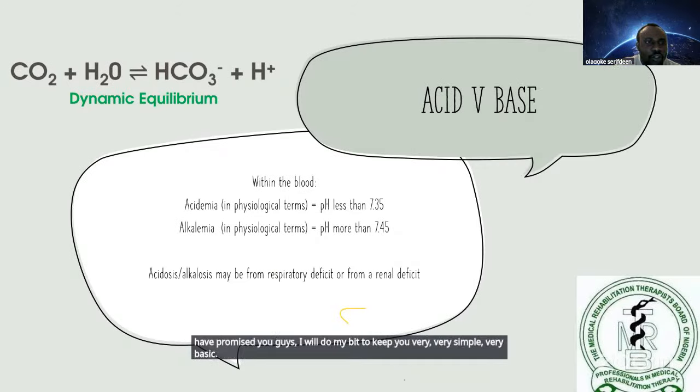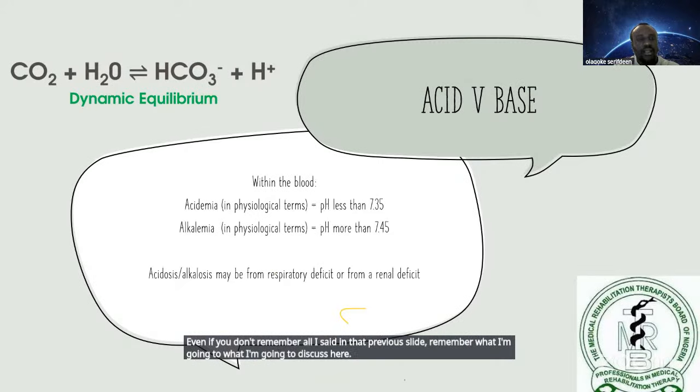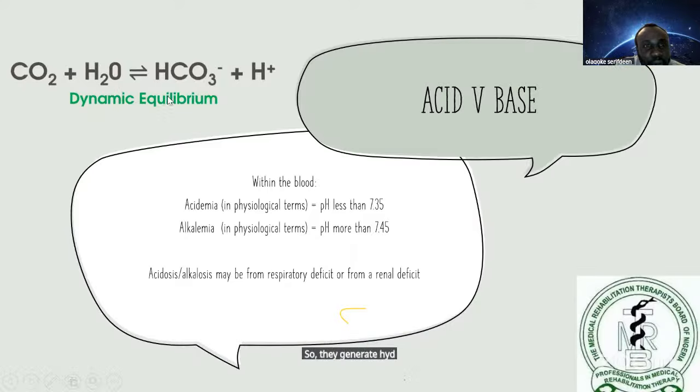We know where this CO2 is coming from. We know where this CO2 is coming from. They are coming from the cell. Now, CO2 is in the blood now. It's in the red blood cell now. They dissolve with water. They generate bicarb and they generate hydrogen ion. Even if you don't remember all I said in that previous slide, remember what I'm going to discuss here. So they generate hydrogen ion and bicarb.